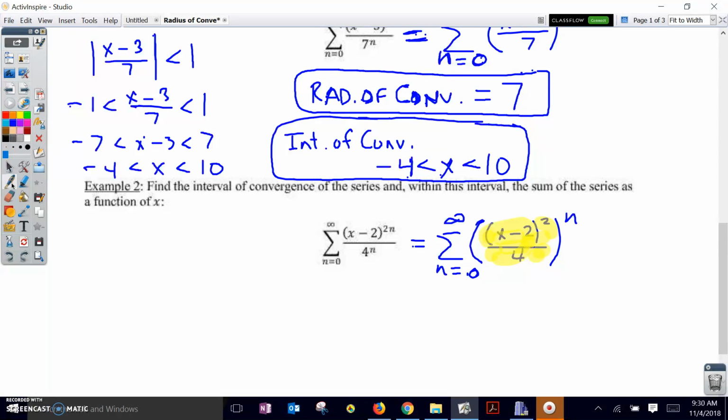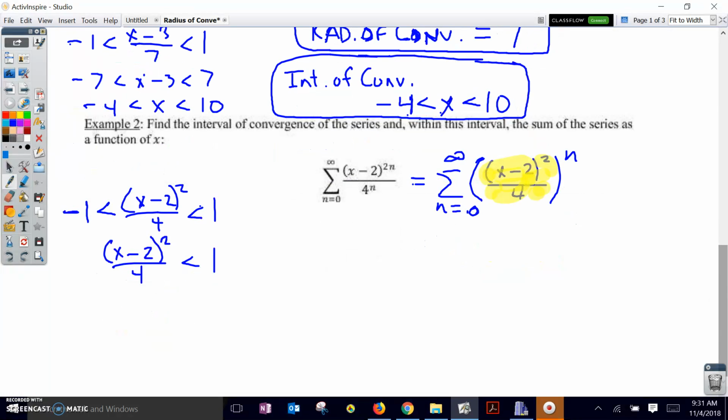And so this is going to be between -1 and 1. Well, because it's raised to the second power, what's in the middle here is always positive, and so it by necessity is always greater than -1 because it's always greater than or equal to 0. So I can lose that restriction. I multiply both sides of my inequality by 4 here.